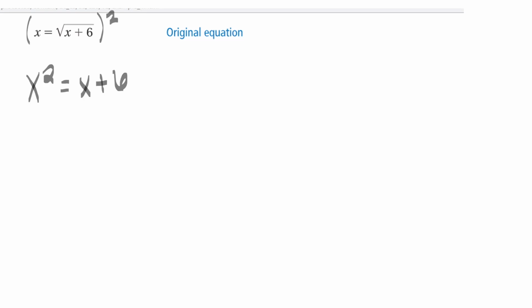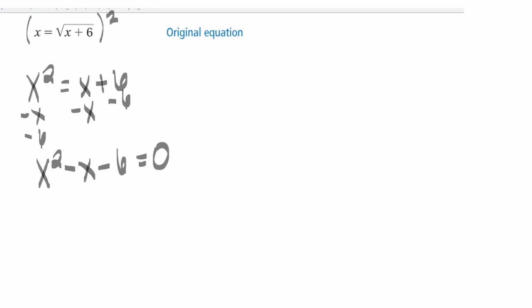So we have x squared equals x plus 6. Okay. Now we're going to go ahead and solve, and we're kind of thinking back to our trinomials. We're going to get all of our terms on the same side. So we're going to subtract our x, and we're going to subtract our 6. So we end up with x squared minus x minus 6 equals 0. Then we want to go ahead and factor. So we would end up with x minus 3 times x plus 2 equals 0.